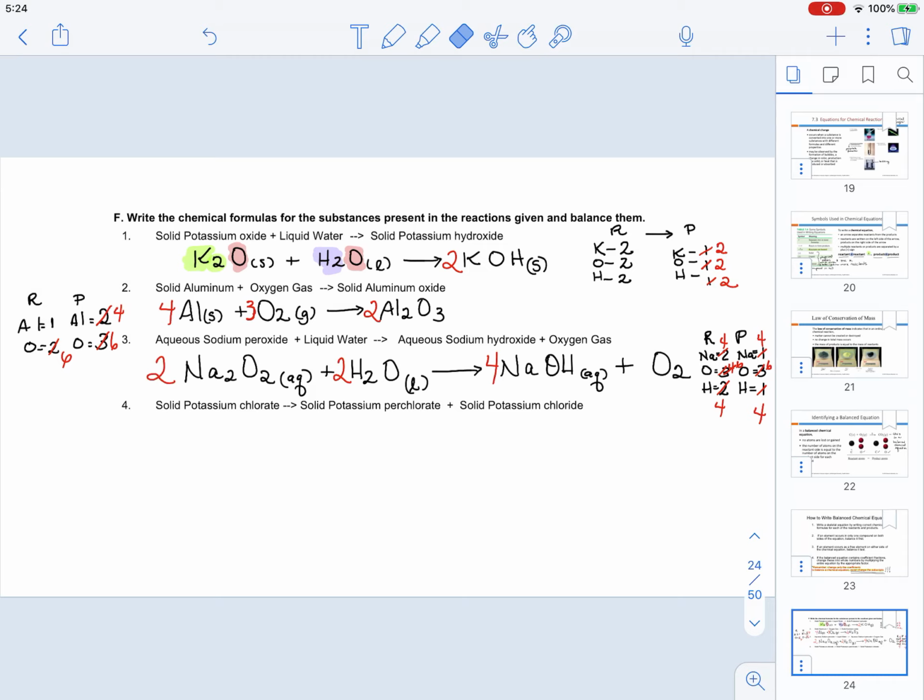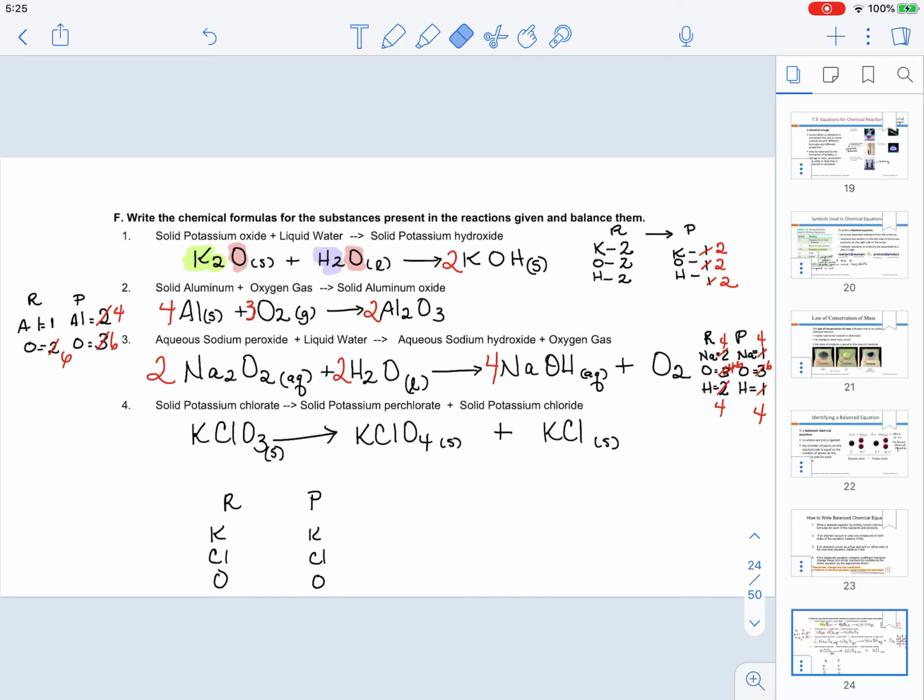Let's move on to number 4. So the chemical formula for potassium chlorate is KClO3. As you can see, that's a solid. And then we have KClO4, and that's also a solid. And then we have KCl. That's also a solid. Now, if we make our list for reactants and products, we have potassium, we have chlorine, we have oxygen, and those are the elements that we have on the other side.